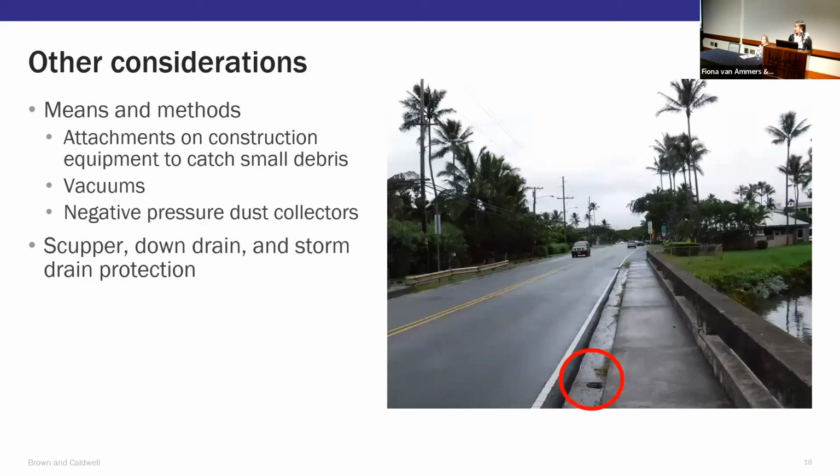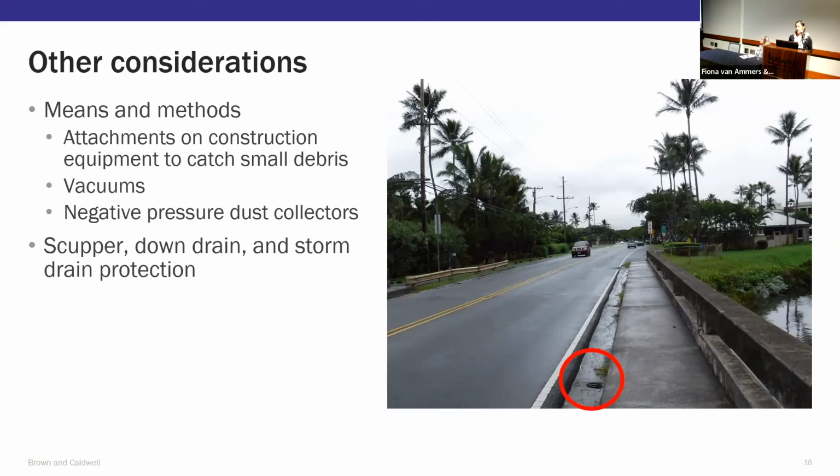Other methods for preventing pollutants from entering the stream include just means and methods. For example, if you're doing demolition work, saw cutting releases less debris than other forms of demolition and can be vacuumed or collected using negative pressure dust collectors. You can also include attachments on construction vehicles and equipment to capture small debris.